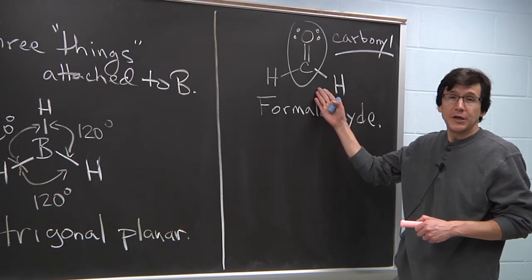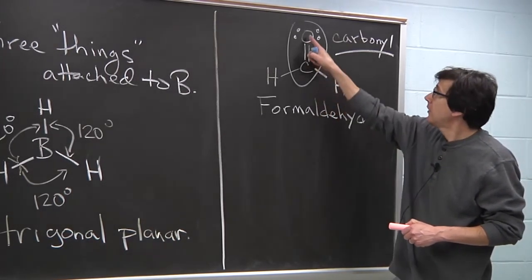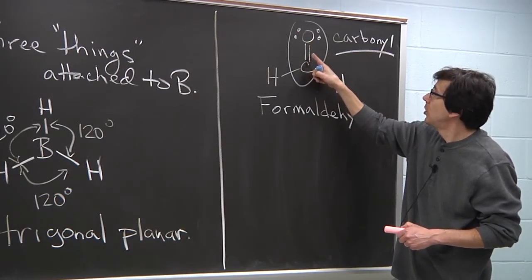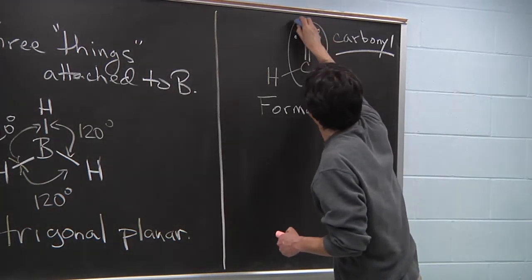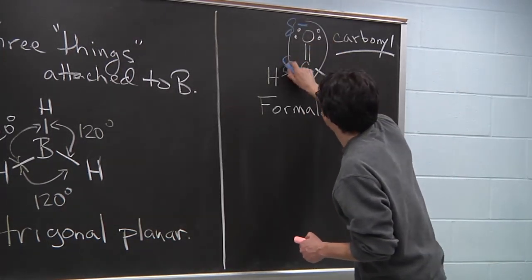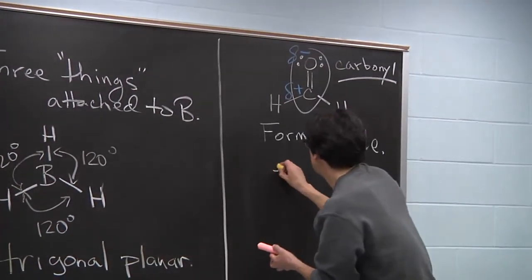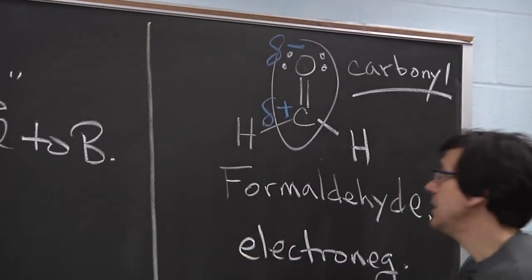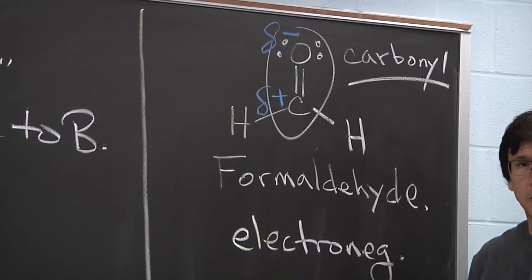To answer that question, we need to know something about electronegativity. So if we look at an electronegativity chart, oxygen is more electronegative than carbon. So these electrons should be polarized in the direction of oxygen. So perhaps you wrote a delta minus on oxygen and a delta plus on carbon, and the electronegativity difference between the carbon and the oxygen helps to explain the polarization of the carbonyl group.